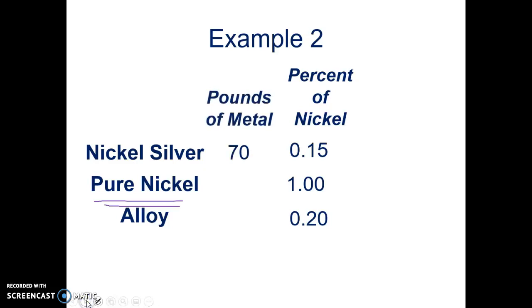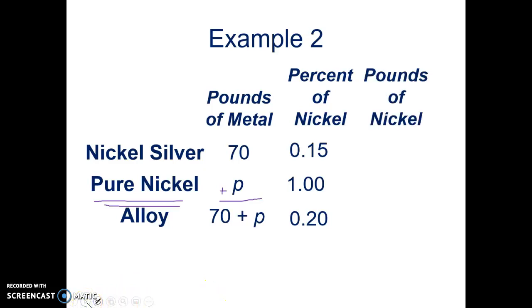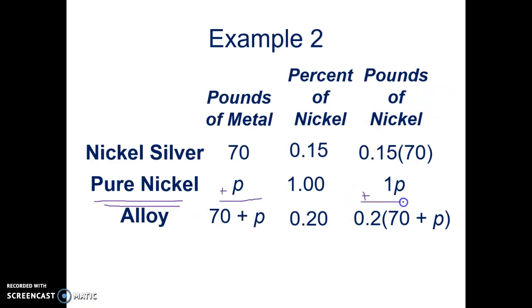All right, when we look at the pounds of metal, we know that we have 70 pounds of nickel silver. We don't know how many pounds we're going to have of pure nickel. And our alloy will be represented as 70 plus P. Again, we can only use one variable, so I have to think of a way to represent these amounts using only one variable. Our pounds of nickel then would be 70 times 0.15 and P times 1.0, which is 1P. And our alloy then would be these two things added together: 0.15 times 70 plus 1P.